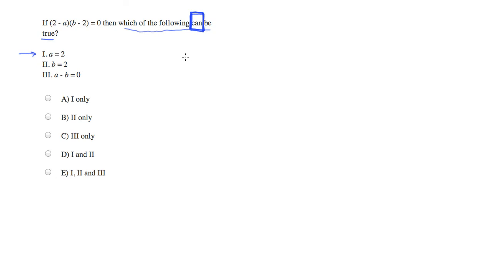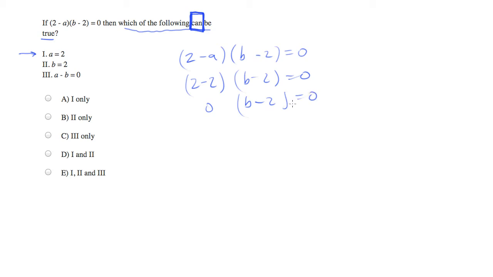Right? So for example, in the equation that we're given, 2 minus a times b minus 2 is equal to 0. We're asking, is it possible that a equals 2? And let's try plugging that in. So we'll get 2 minus 2 times b minus 2 equals 0, which is 0 times b minus 2 equals 0.